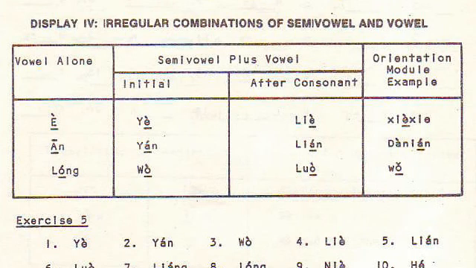Exercise 5 provides some practice in these combinations. Read the surnames and repeat.